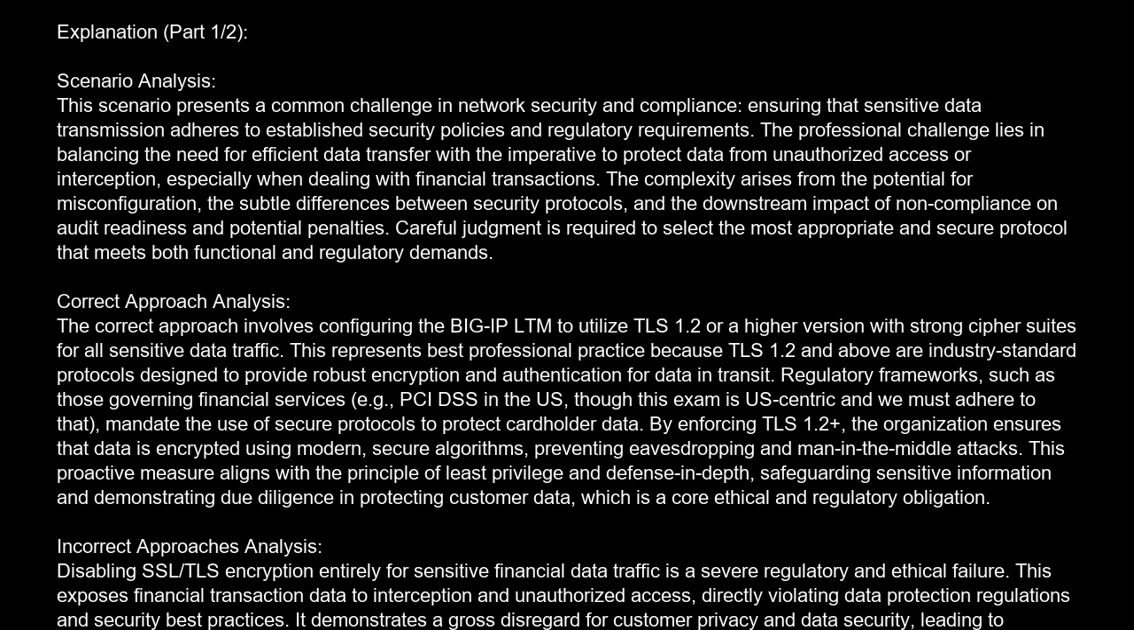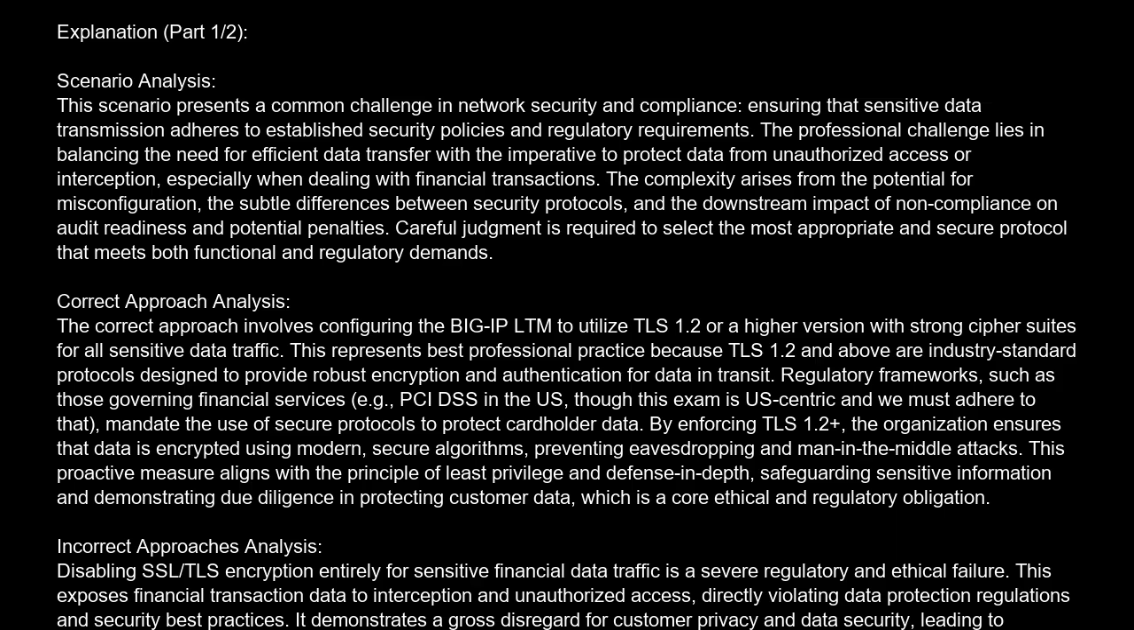Correct approach analysis. The correct approach involves configuring the BIG-IP LTM to utilize TLS 1.2 or a higher version with strong cipher suites for all sensitive data traffic. This represents best professional practice because TLS 1.2 and above are industry-standard protocols designed to provide robust encryption and authentication for data in transit. Regulatory frameworks, such as those governing financial services, e.g., PCI DSS in the U.S., though this exam is U.S.-centric and we must adhere to that, mandate the use of secure protocols to protect cardholder data.